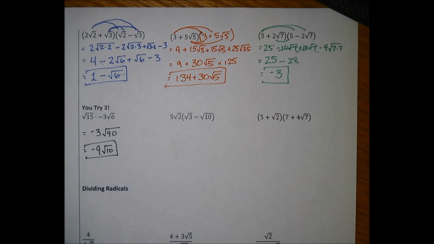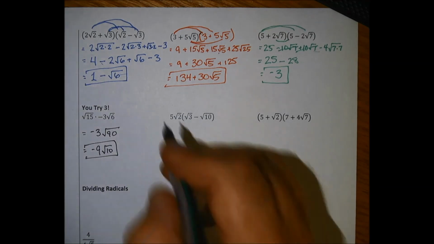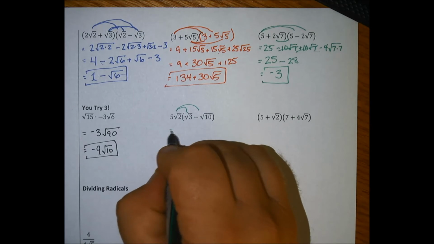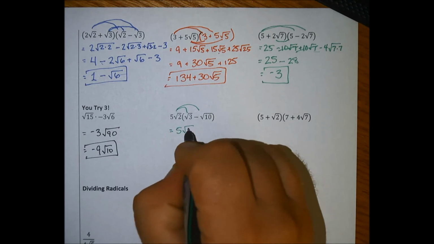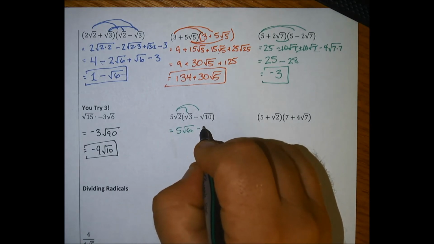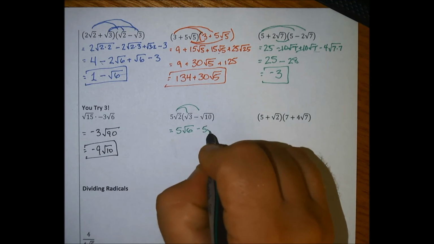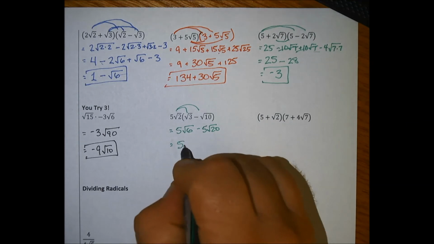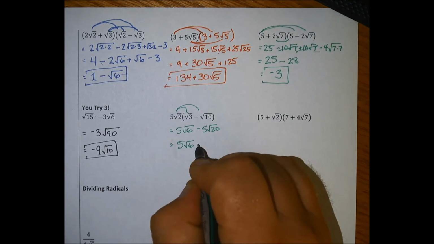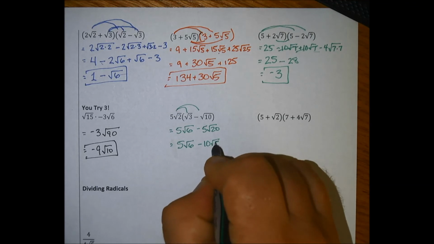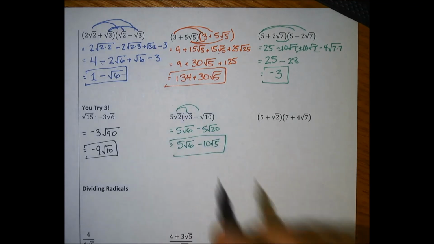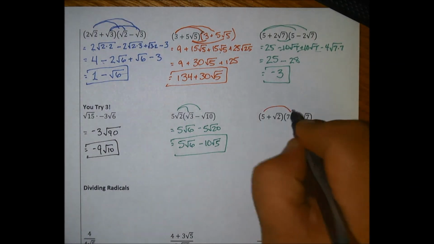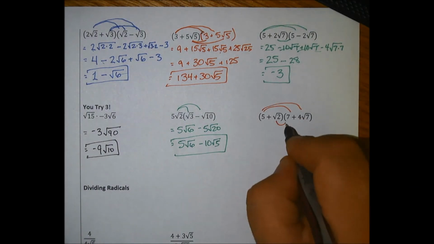All right, for the next one, we're going to be distributing here, and I should get 5 square roots of 6 minus 5 square roots of 20, which would simplify to give me 5 root 6 minus 10 root 5. If you need help figuring out how I made those jumps, feel free to ask me. I'm always available, and I'm always welcome to helping you.